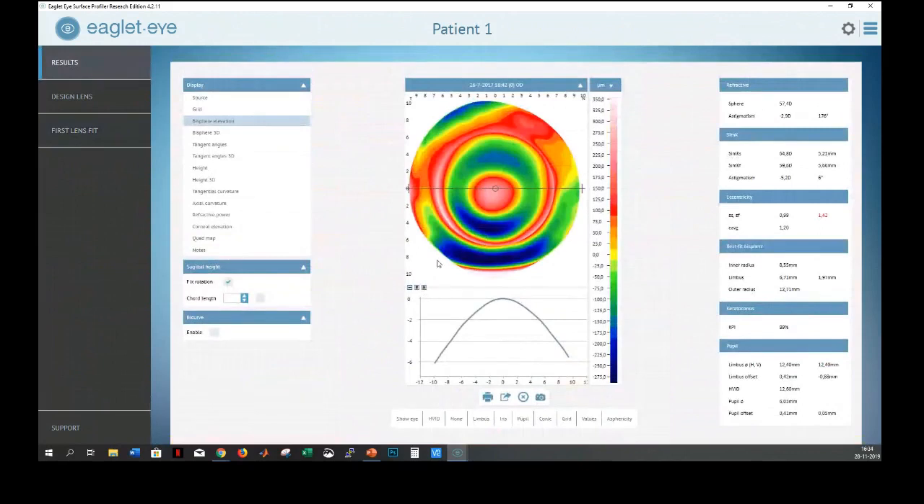So I'm in the first example. I've been using this example already in the presentation before. This is now the live software.